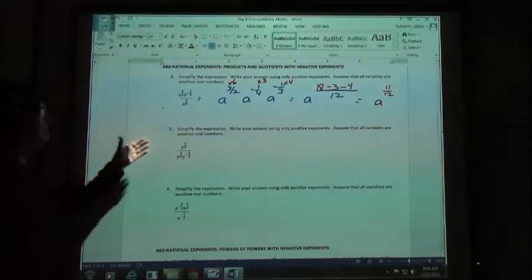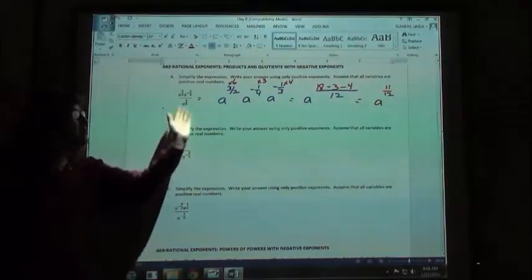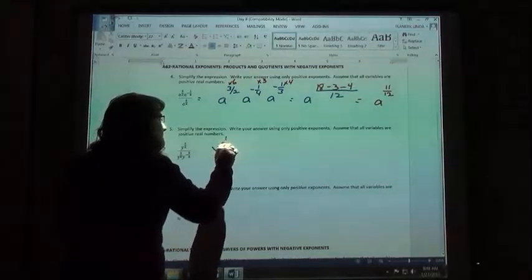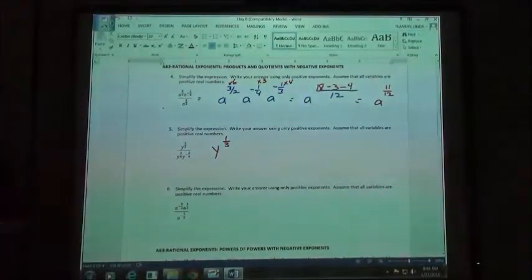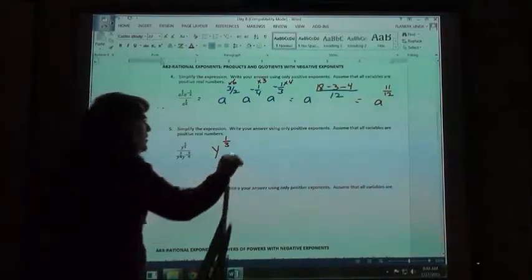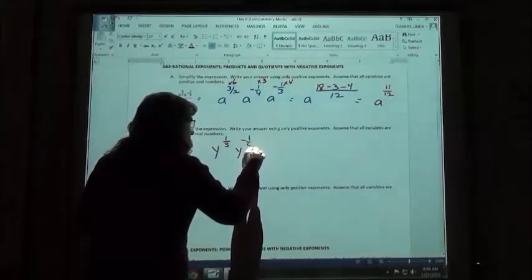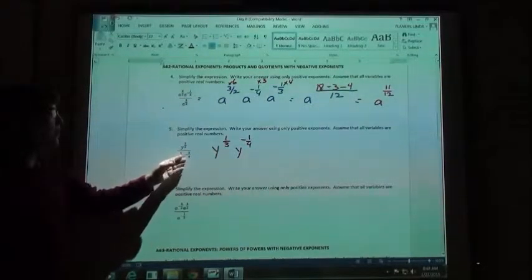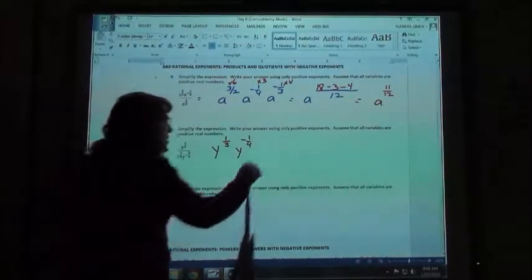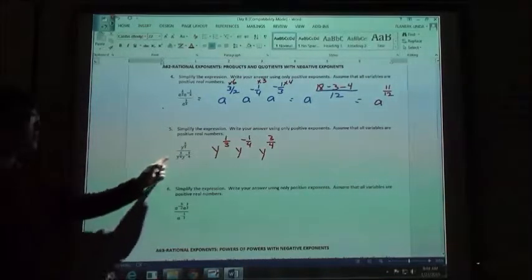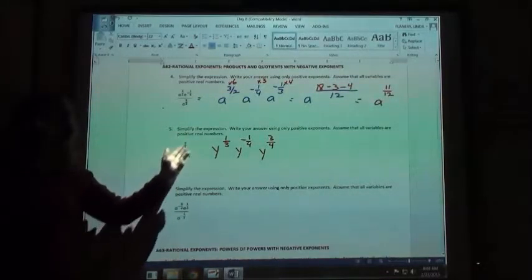So number 5, same thing. I want to move everything up to the top, so it's just a plain multiplying problem because then I can add my exponents. The y to the 1/3 stays the same because it was already on top. I'm going to move the y to the 1/4 from the bottom to the top, so now it's going to be y to the negative 1/4. I'm also going to take the y to the negative 3/4 and move it from the bottom to the top, so now that one's going to be y to the positive 3/4. So the ones from the bottom, when I move them up, the signs are going to change.